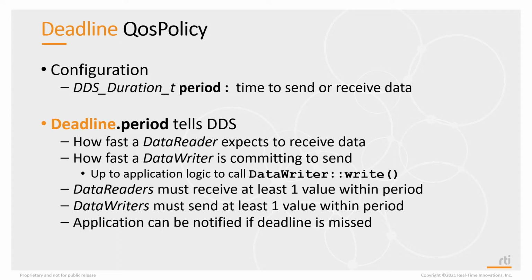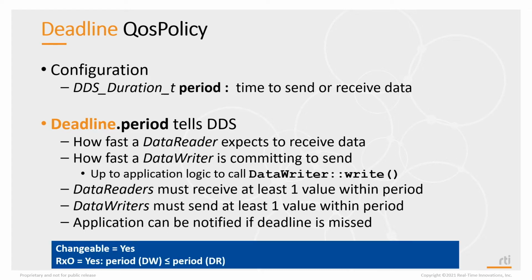So when setting deadline QoS, data readers must receive at least one new value of the data within that period. When set for data writers, the data writers must send at least one value within that period. If either of these periods on the writer or the reader are violated, applications will be notified. This is a changeable value, so you can change the period during runtime if you expect variation in how fast data is being sent or received.